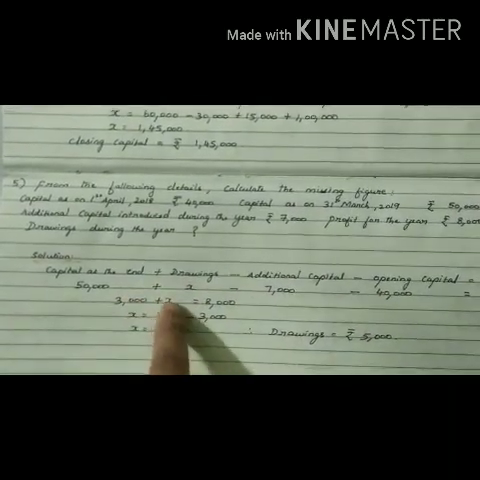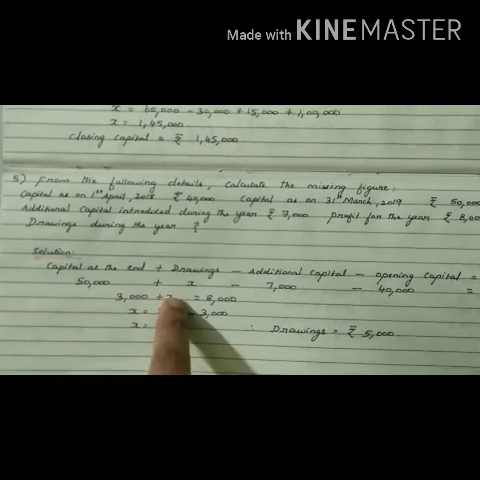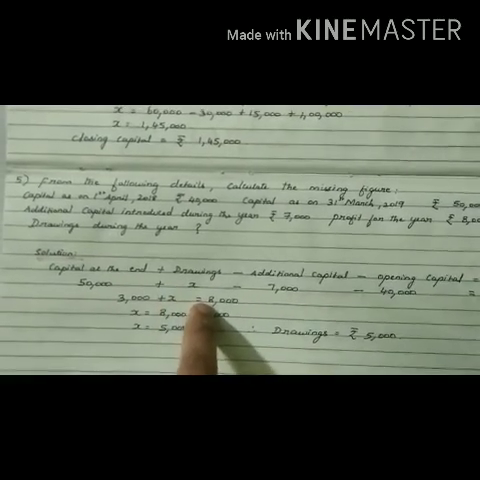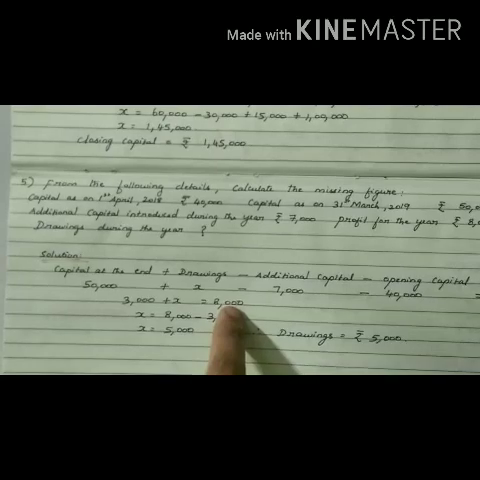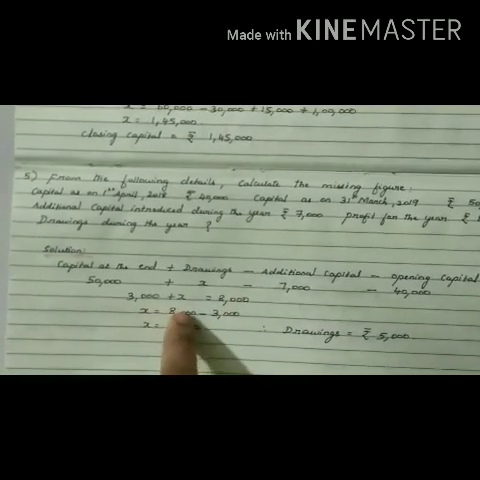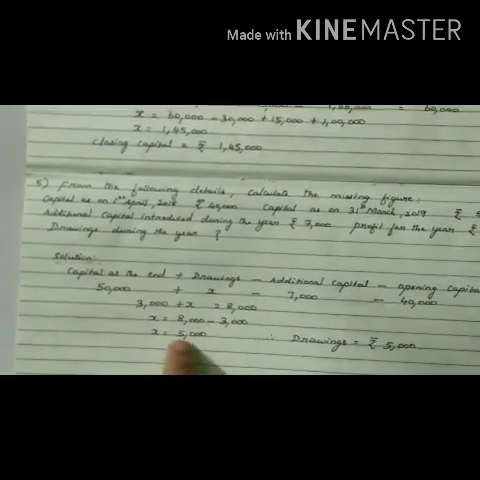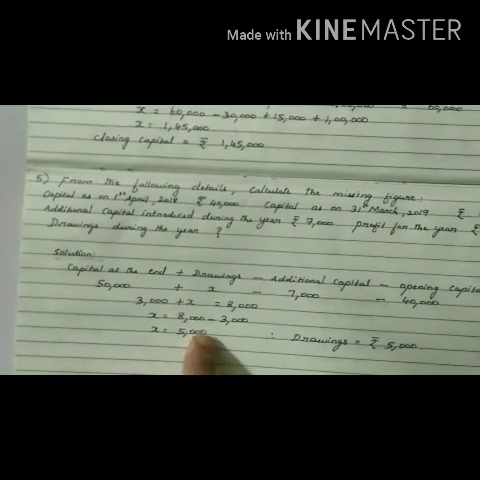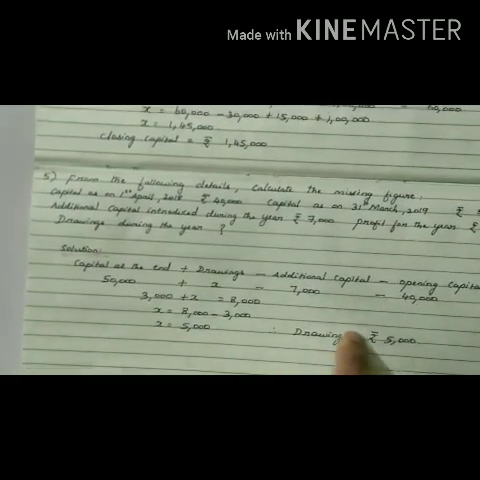So 3,000 plus x is equal to 8,000. Take the 3,000 across, 8,000 minus 3,000. x will be your drawings, 5,000.